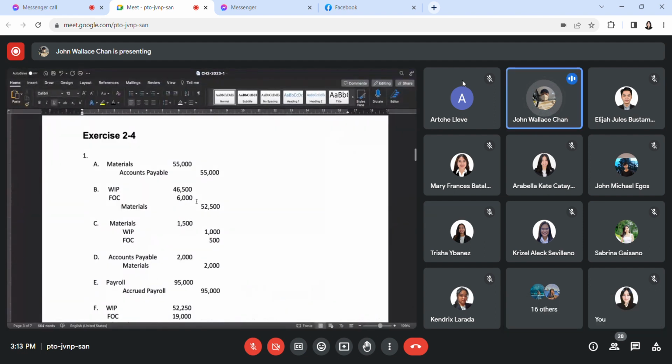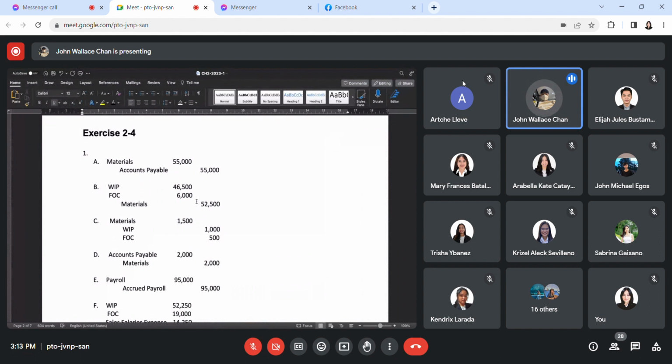Okay, so for exercise 2-4, we have 3 requirements. So ang first requirement nato is just to journalize the transactions that happened in April. The second requirement are T accounts for your materials, payroll, factory overhead control, WIP, and finished goods. And the third requirement is to find the cost of goods manufactured, cost of goods sold, and your net profit for the month. So let's go first.